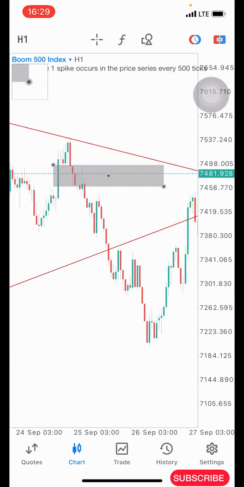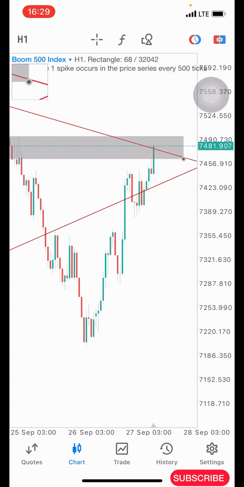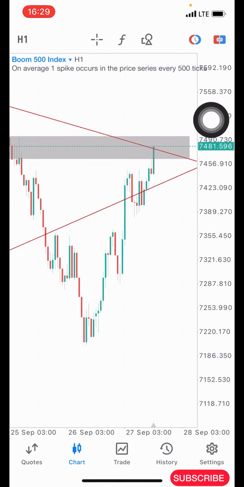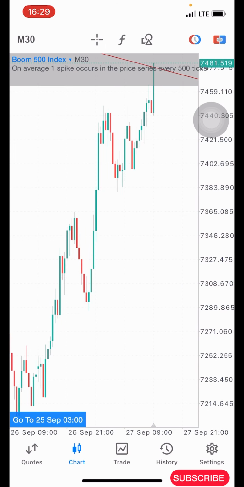So I'll mark out this zone here. There's a zone there, I'll mark it out. Now, this is what I'm looking out for. I'm not going to take any entry until the candlestick, or price, breaks completely above this gray area, above this support and resistance zone, and comes back for a retest. That's when I'll be looking to take my buy entry. So at the moment I'm not going to be taking an entry. Let's move down to the 30-minute time frame and see what's going on.